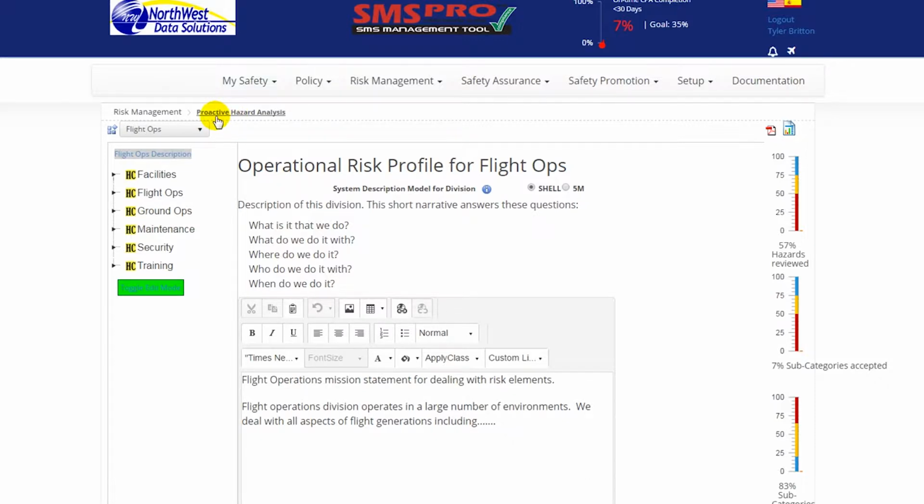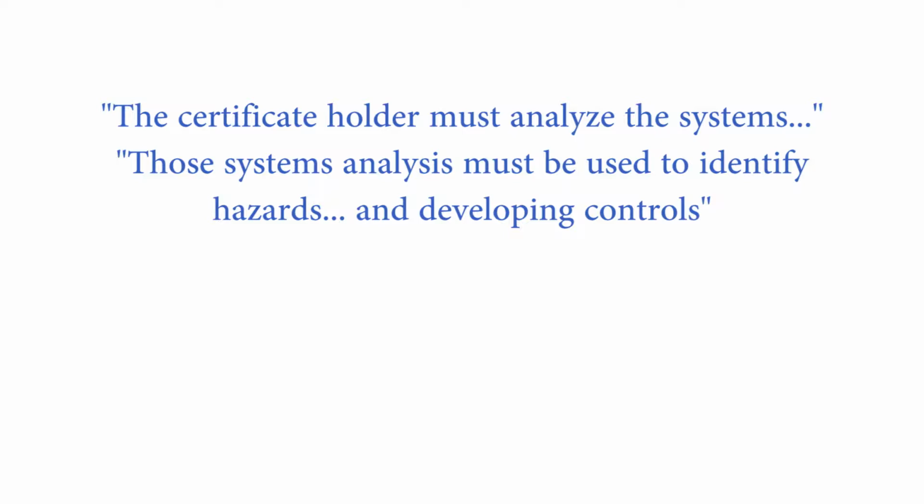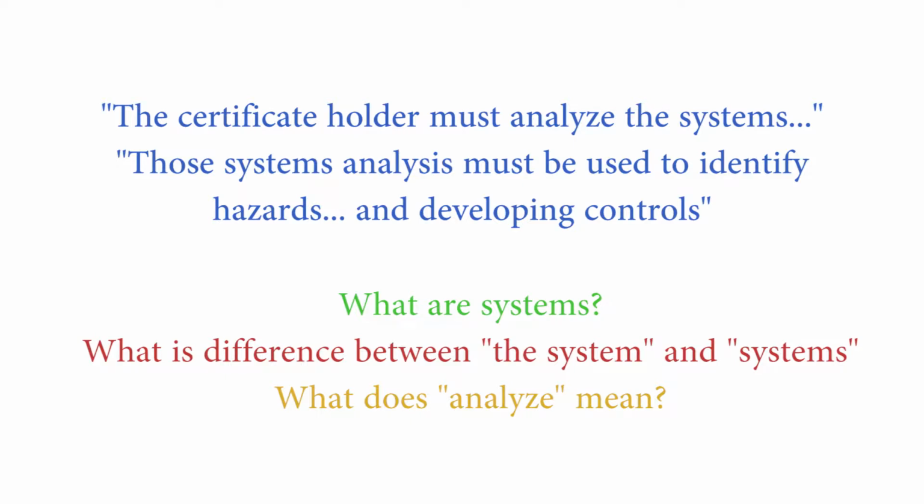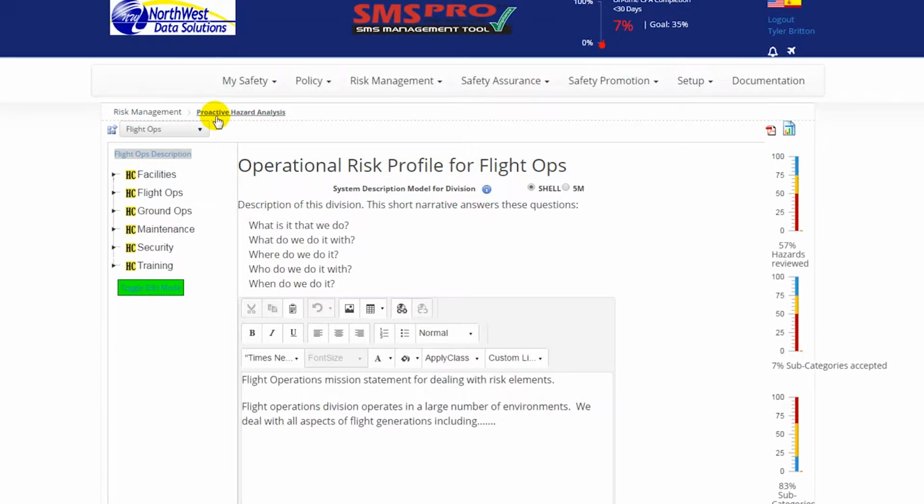Here's how it's done. The system description component is somewhat riddled with vague language. For example, the FAA writes in Part 5.53, the certificate holder must analyze the systems, and those systems must be used to identify hazards and develop controls. But what are systems? How do they differ from the overall system? And what does analyze entail? Here's how we solve this problem in SMS Pro.